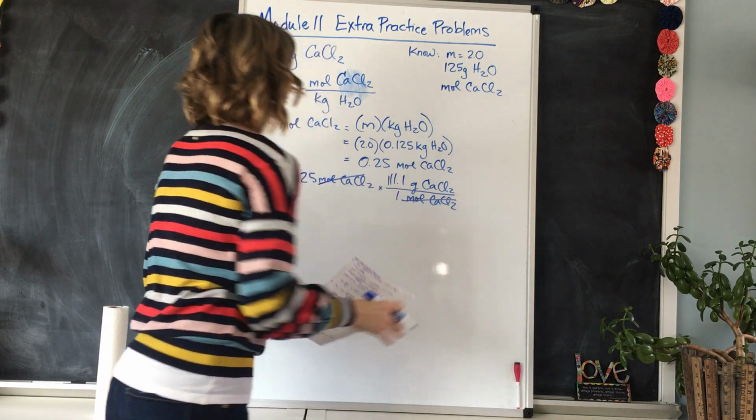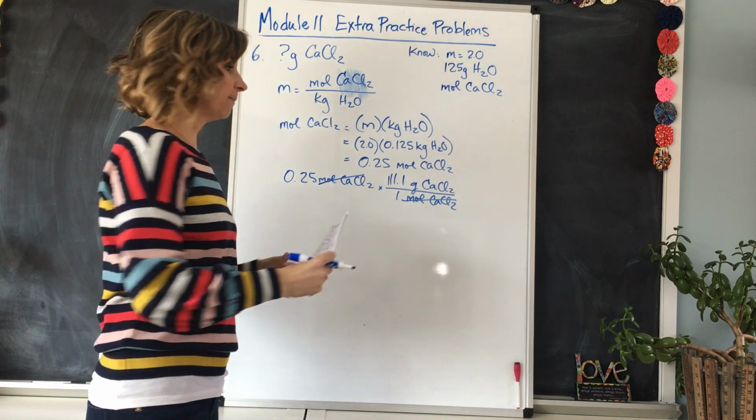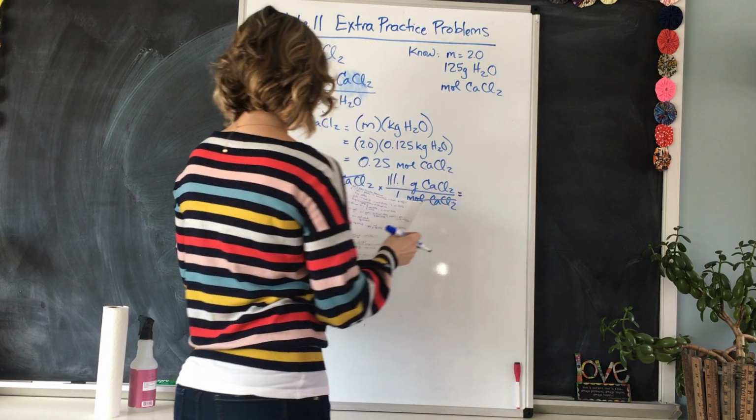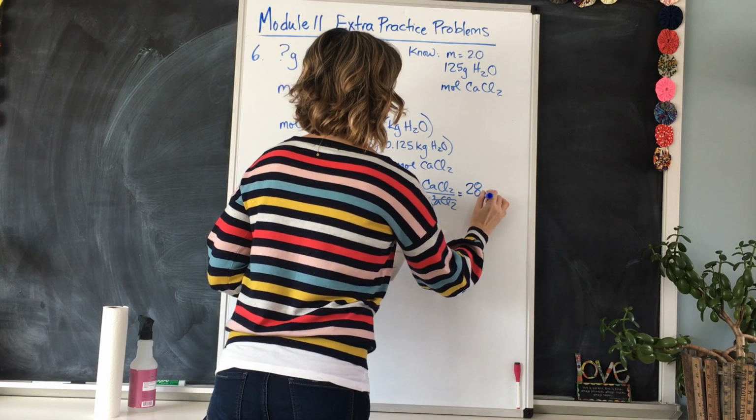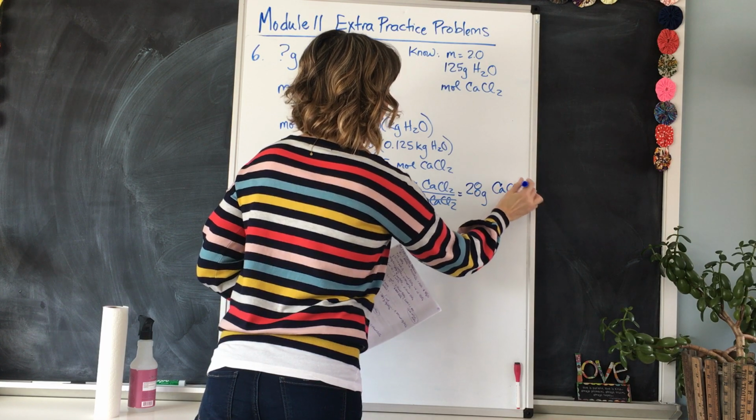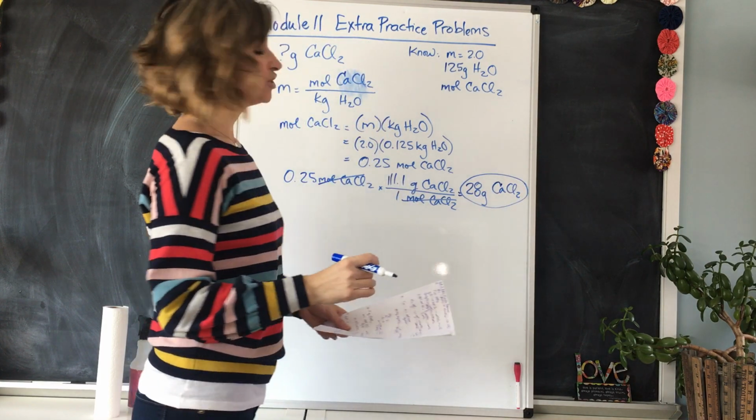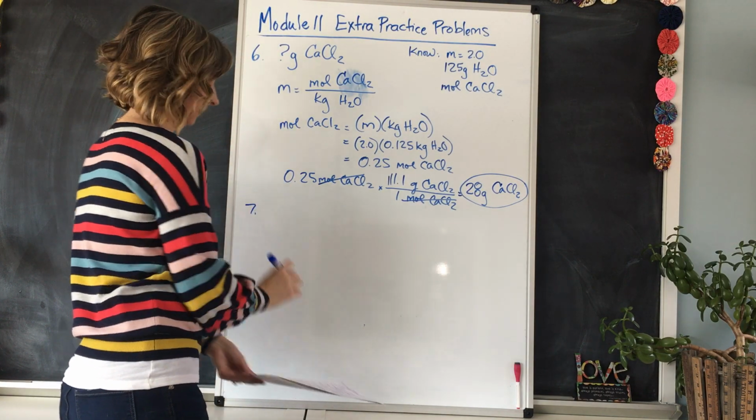Then with my calculator, I would do 0.25 times 111.1, and I would reach 28 grams of CaCl2. All right, and that is how you do number 6. Moving on to number 7.